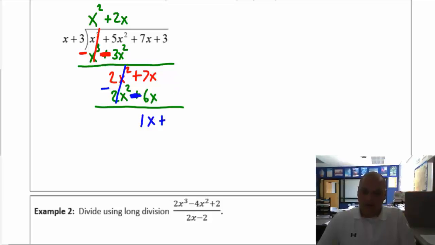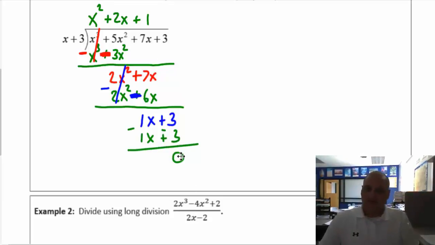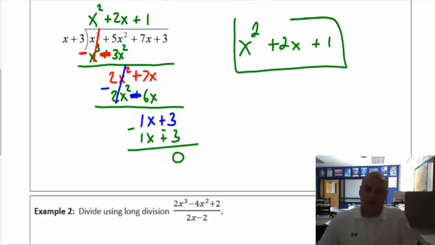Bring down your 3. This is going to be our last round. Just focus on the first term. X goes into x how many times? 1. Plus 1. And then 1 times x is 1x, and 1 times 3 is 3. Subtract, subtract, 0, 0, you get 0. All right, so that's what you should get at the end, is 0. X squared plus 2x plus 1 would be the quotient here.